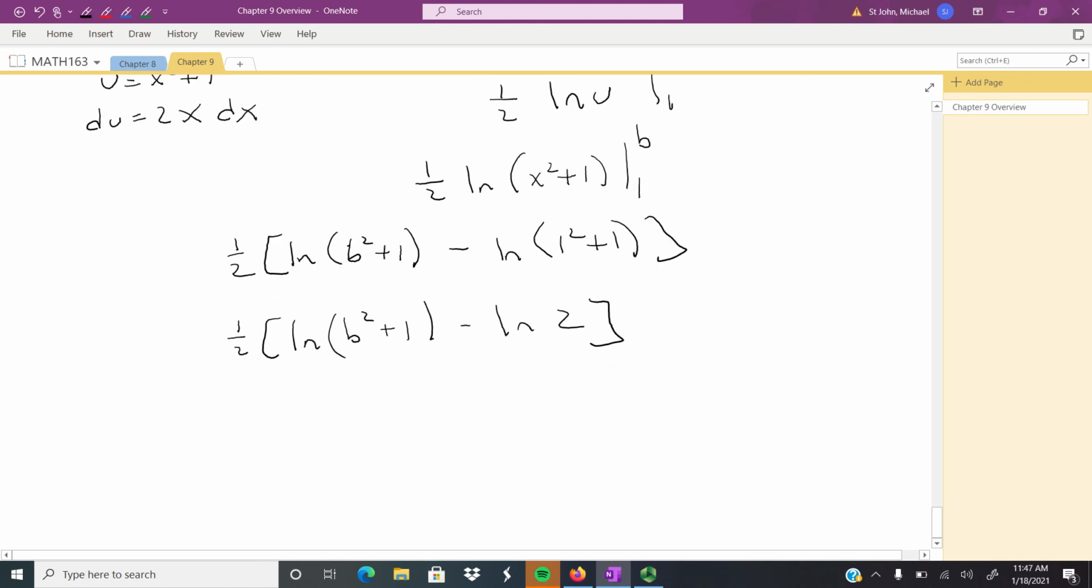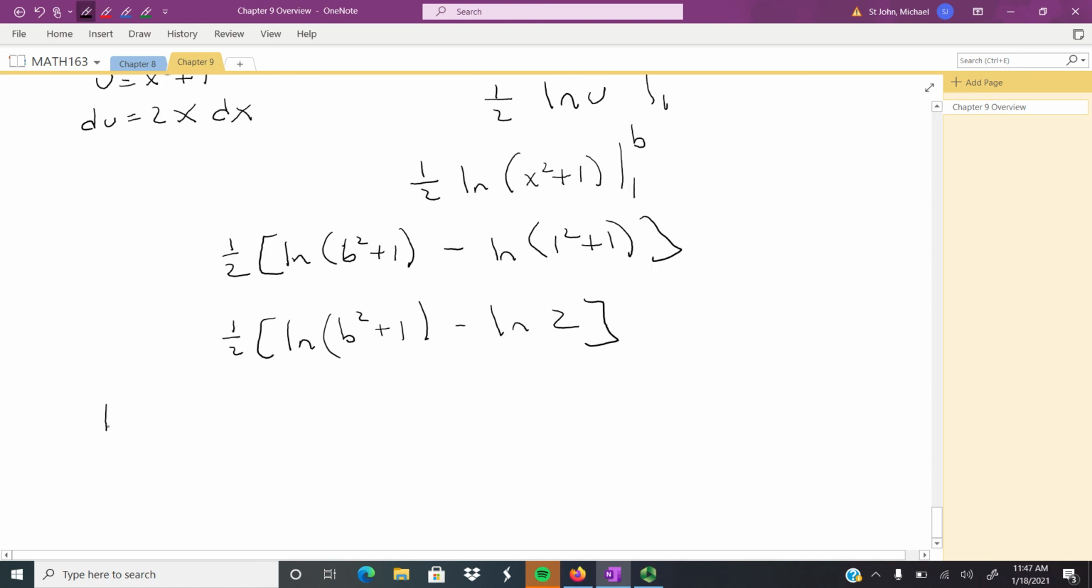And now the natural log of b squared plus 1, well, this number is going to be getting larger and larger. So this one diverges. So the series diverges.